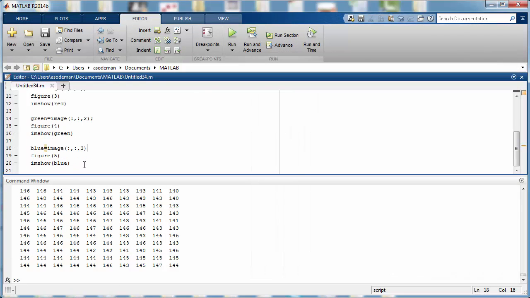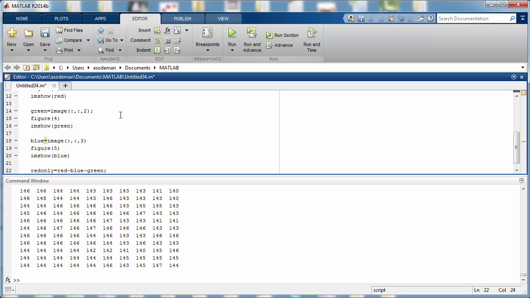Instead of just showing the red image, we can do a grayscale conversion where we take the red image and subtract off the green and blue components. Let's create a variable called red only. And let's set that equal to the red image minus the blue image minus the green image.